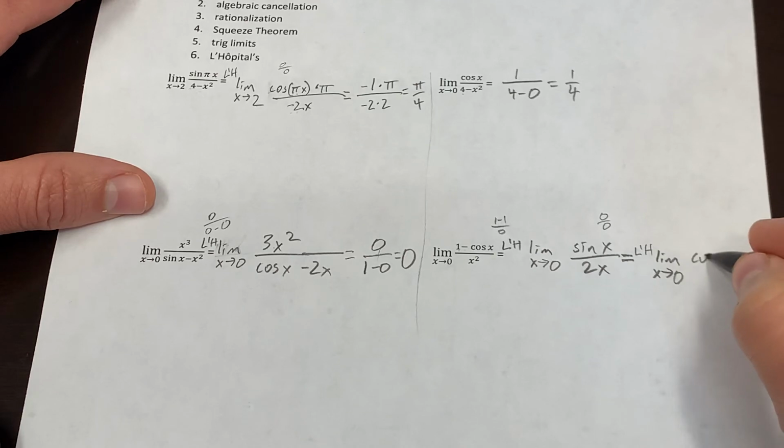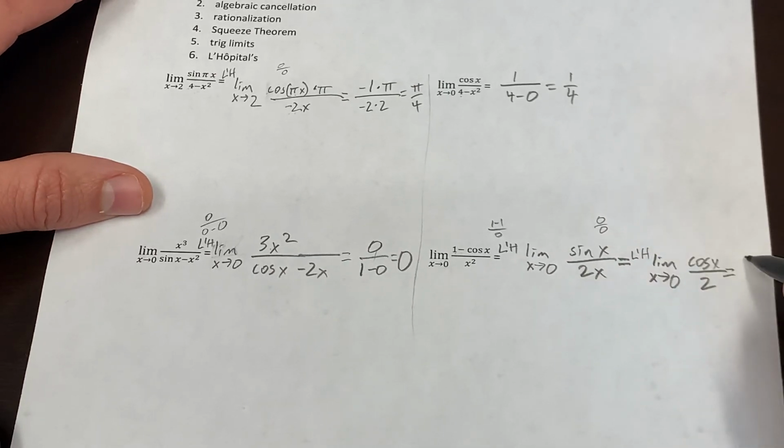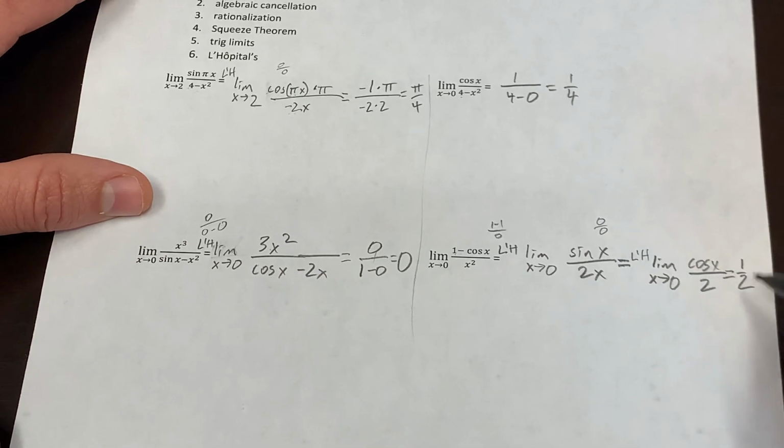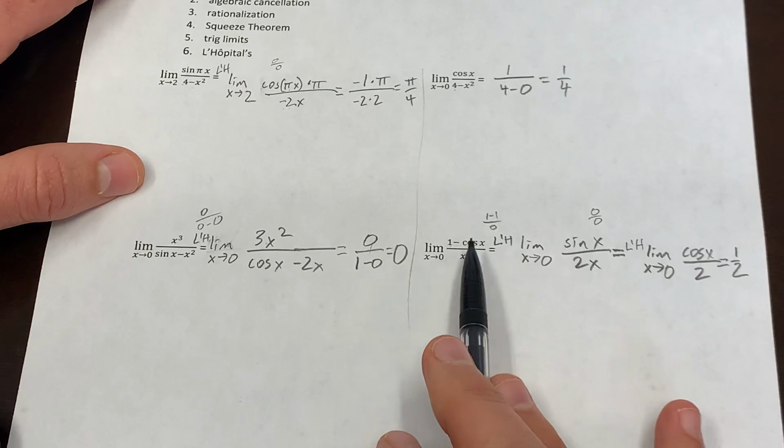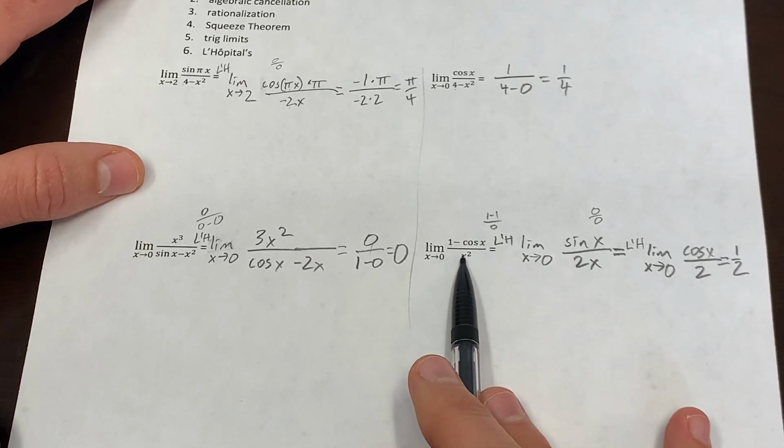And so we get cosine x over 2. In fact, the limit is 1/2. It turns out if you did a little table and got really close to 0 here, the outputs get really close to 1/2.